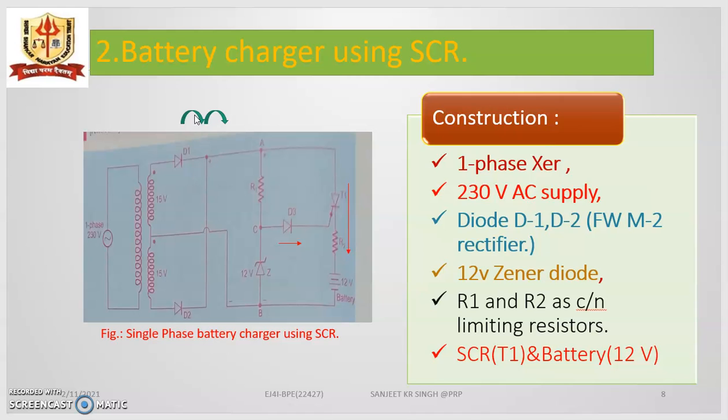into pulsating DC. Then there is a 12 volt Zener diode that ensures that point C is at a constant 12 volt, and R1 and R2 are the current limiting resistors. R1 is for the gating pulse, and R2 is for the charging current of the battery, the discharged battery. Here a 12 volt battery is connected. There is the main power device, SCR 1, that controls the charging current.